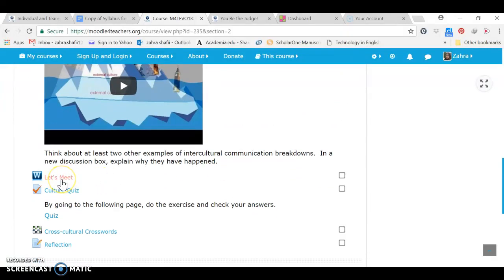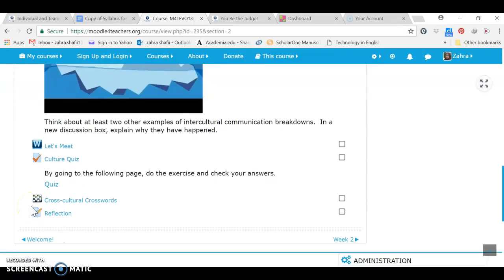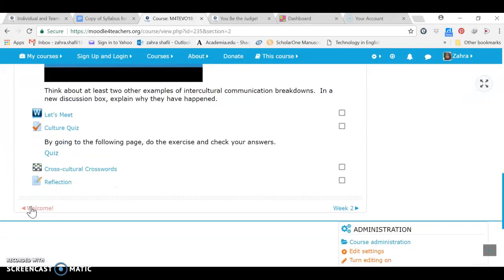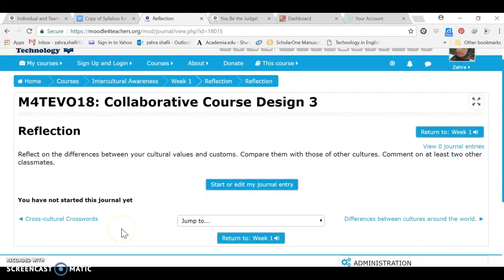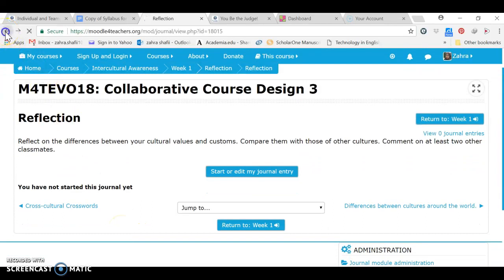After that, we will have a WizIQ session in order to discuss our findings of these materials. This is followed by a culture quiz and a crossword puzzle for providing cultural terminology, and then the learners are led to write their reflection papers here in this part by adding some comments here.